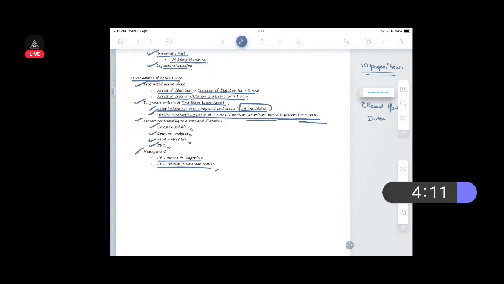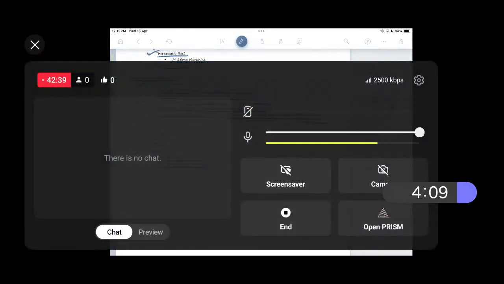I'll do second stage of labor onwards after a little bit of time. Okay.